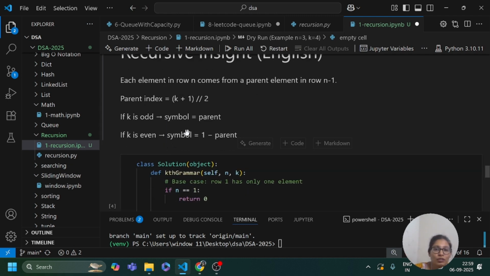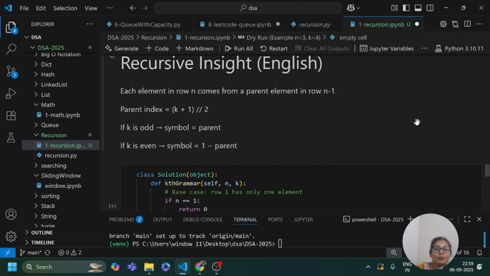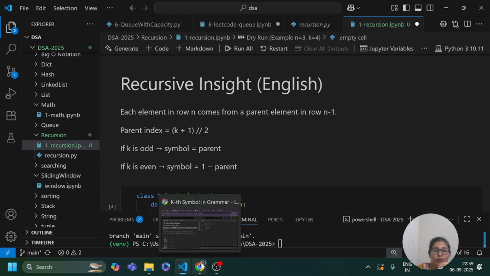Each element in row n comes from a parent element in row n minus 1. So we are going to solve it using recursion. The parent index equals (k plus 1) divided by 2. If k is odd, the symbol equals the parent, and if k is even, the symbol equals 1 minus the parent. Now I am going to solve this problem.